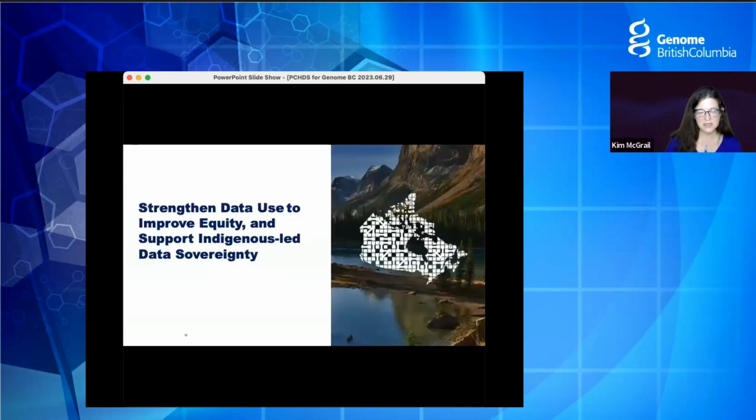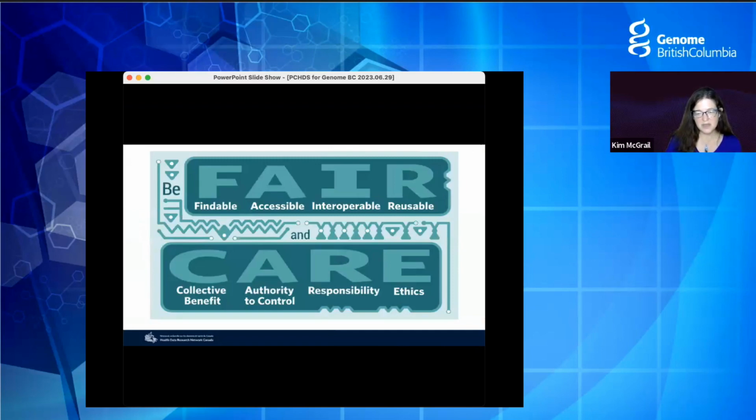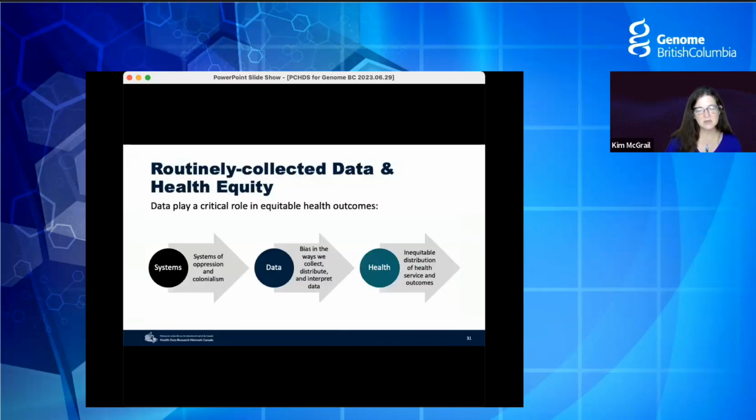So watch for that. There's more coming there. The next is strengthening data use to improve equity and support Indigenous-led data sovereignty. I've already talked a little bit about the Indigenous data sovereignty space, so I'll just say here that we are committed to this. These principles that you see here, the CARE principles, come from the Global Indigenous Data Alliance. There's also, of course, the OCAP principles, and the Métis and Inuit communities are coming forward with principles as well.